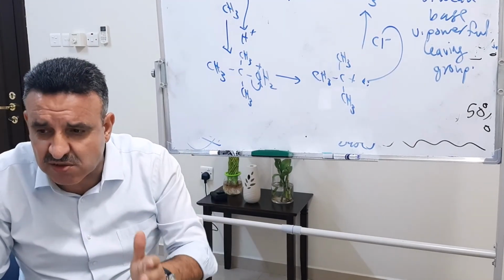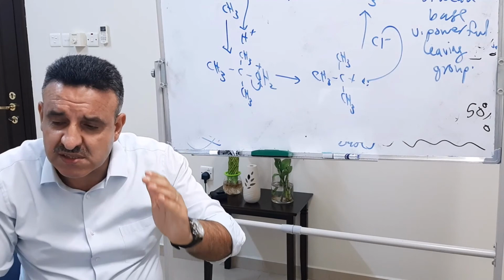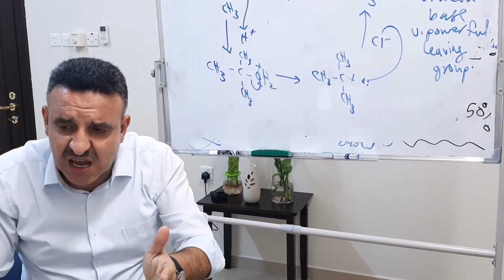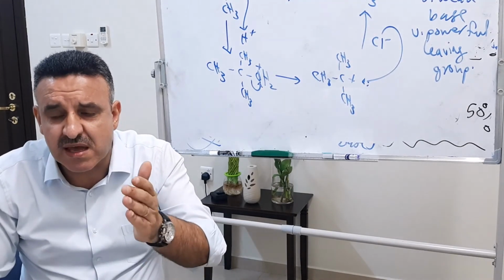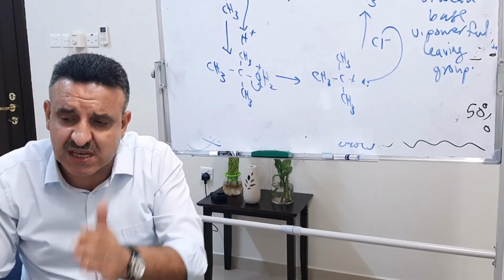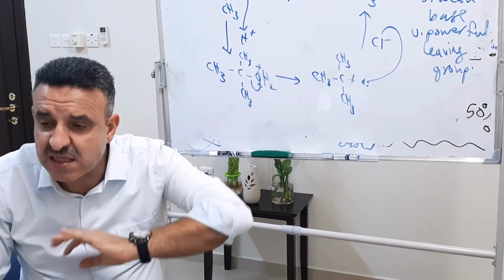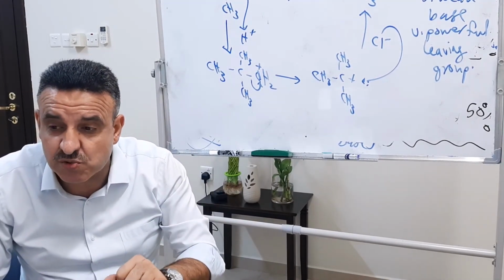That's why the rate of the reaction will always be very much higher for the methyl alkyl halide, compared to the primary alkyl halide, compared to the secondary alkyl halide, compared to the tertiary alkyl halide. That's all about the SN2 reaction mechanism.